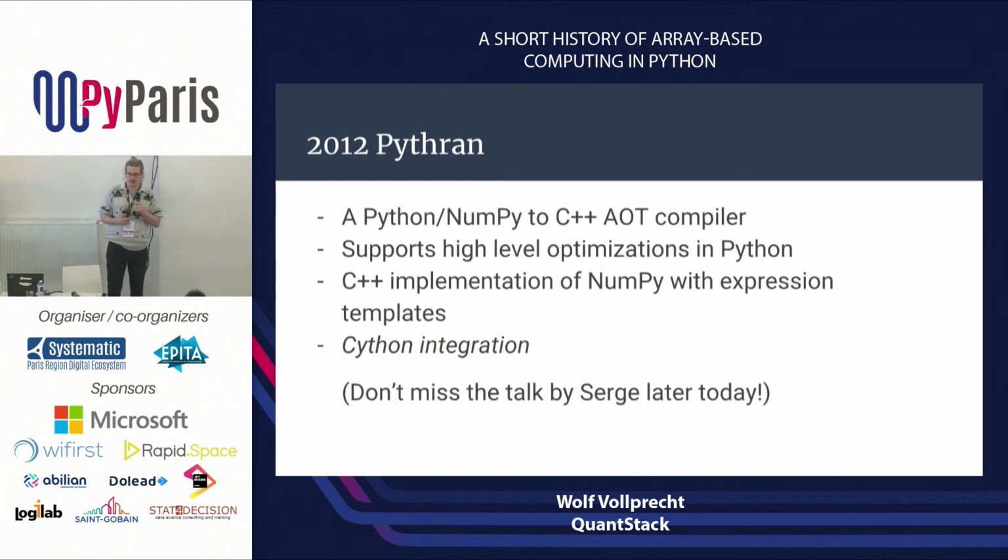And it's an ahead-of-time compiler, which is different from a just-in-time compiler, in that you use a command line tool to first compile your code to C++ and then to machine code, and then import it as a module into your Python code. It supports a bunch of high-level optimizations in Python, and it also has a bunch of optimizations in the C++ part of it, where it re-implements a bunch of the NumPy API. And nowadays it also has a Cython integration, which is pretty cool. However, Cython is also a Python compiler, or a Python-esque language compiler, which itself does not feature array computing.